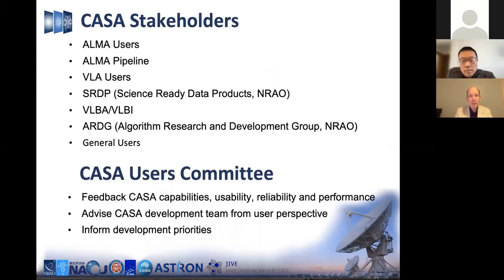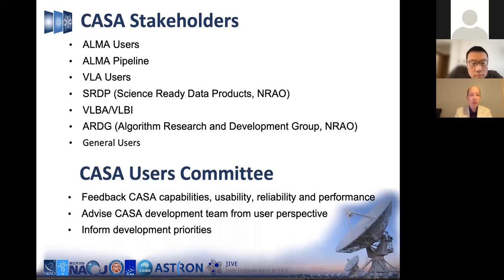Apart from a large team, CASA also has a significant group of stakeholders to which we have to listen. We have ALMA users, we have the ALMA pipeline, we have VLA users, we have Science Ready Data Products, which is a group at NRAO that is aiming at developing pipelines and integrating this with archives in order to offer users Science Ready Data Products. We have VLBA as a stakeholder. We have ARDG, the Algorithm Research and Development Group at NRAO, which basically makes new algorithms for CASA. And of course, we have general users.